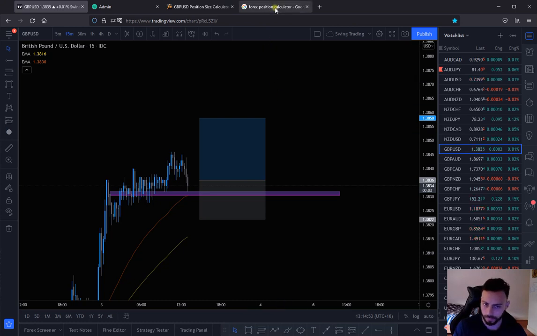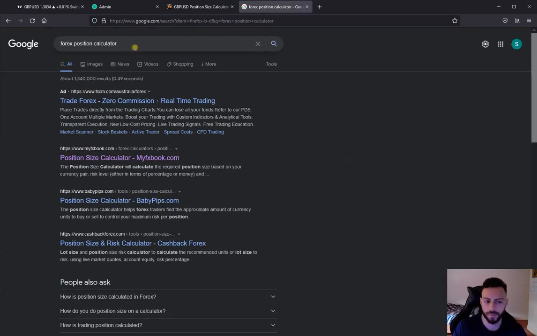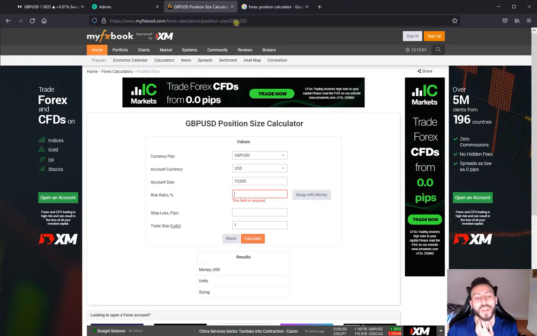Very, very important too. So jump on Google and have a look at a Forex position calculator. They're all the same, it doesn't really matter which one you use. I just use the MyFXBook one. I don't know why, I just happen to be using it. This is what it looks like. It's pretty simple. First things first, you load up this page. This is all you need.